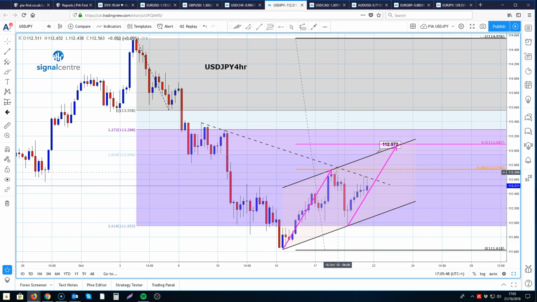And this move higher has been mixed and volatile. So really, I think the call is to sell rallies, especially with the congestion area up here as well. A break of trendline support, which comes in around 112.07, and the correction is completed. We can expect a stronger move to the downside.